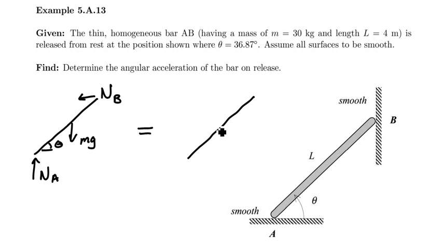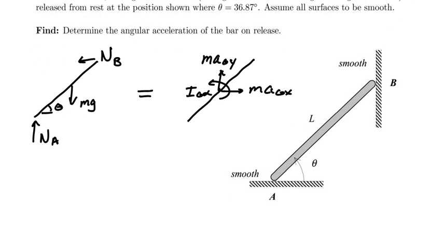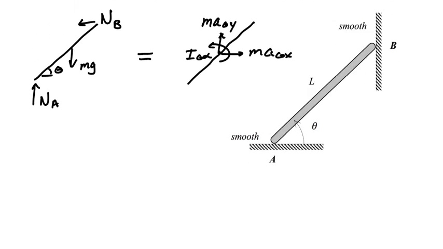And we know upon release, this thing can have an acceleration component a_G in the x, it can have an acceleration component a_G in the y, and it can have a rotation component which I'll call I_G times alpha. So now that I have my free body diagram in hand, I can move on to my second step, which is to write down my kinetics equations.